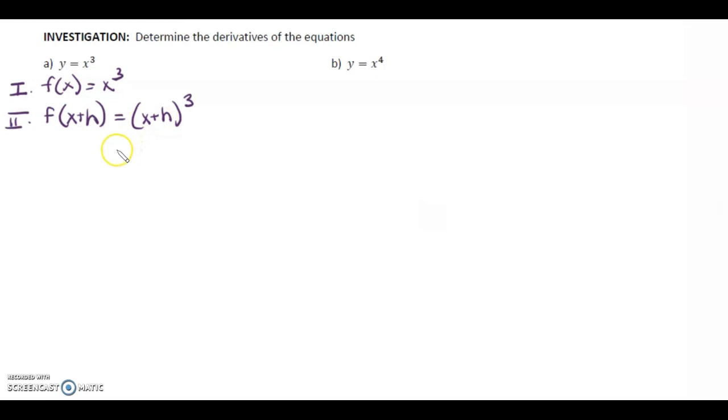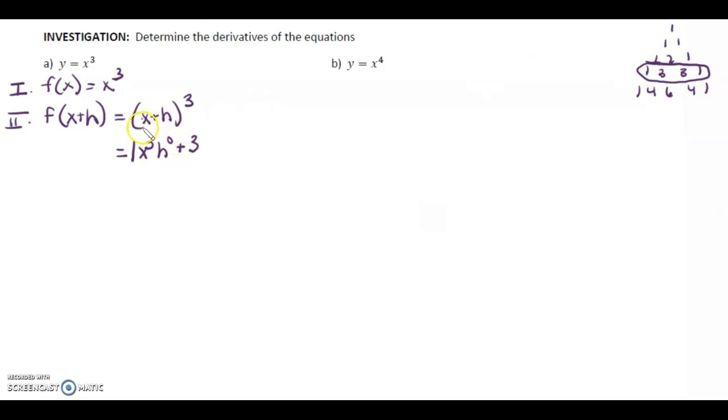So if you remember from grade 11 university bound class, if you remember Pascal's triangle, these are going to be the coefficients of our expansion of x plus h cubed. So as a recall, we're going to have the coefficient 1, then we're going to have x cubed. Then we're going to have h to the 0. Then we're going to have coefficient 3.